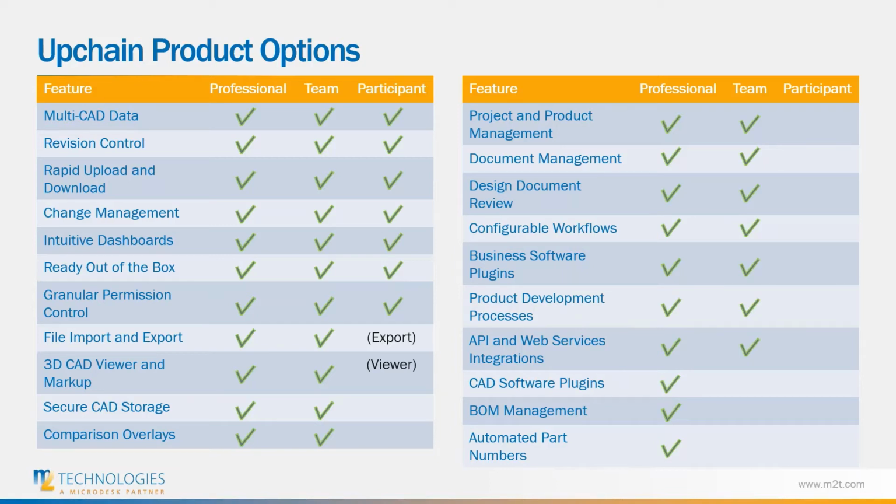Next is the team, which will have many of the same permissions as the professional, minus the access to creating those CAD documents or CAD files. And lastly is the participant, who will have the least access, but is still able to access all of the data in Upchain, export and download files from it, and even use the 3D CAD viewer without the ability to markup.